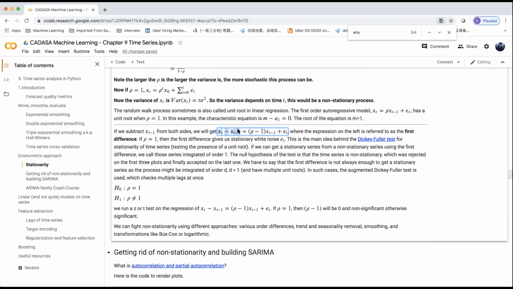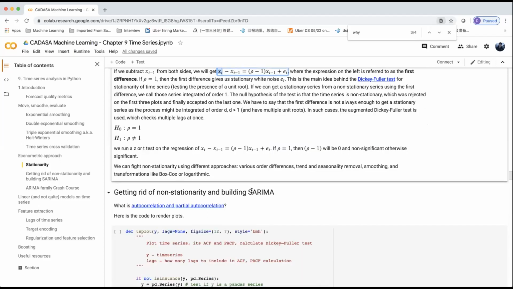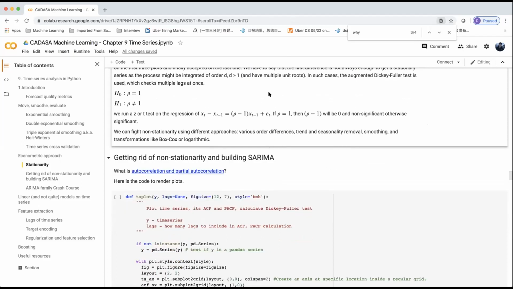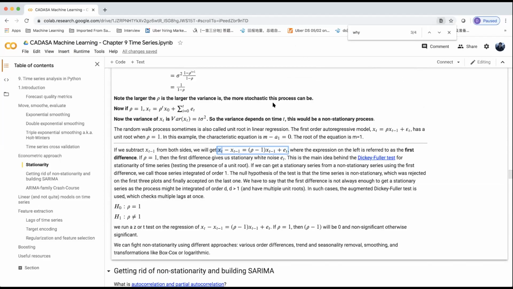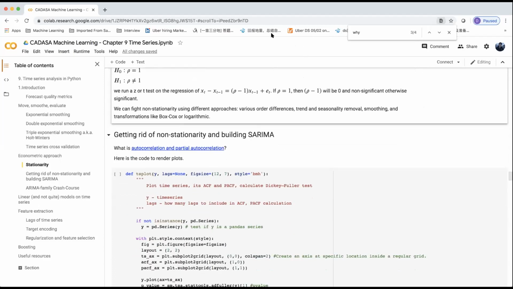And x_t minus x_{t-1}, that is, you subtract the previous one-time-period lag from the current time period x, is called the first difference. So that's a random walk and unit root or stationary process. Any questions here? If you don't have any questions, let's move forward.